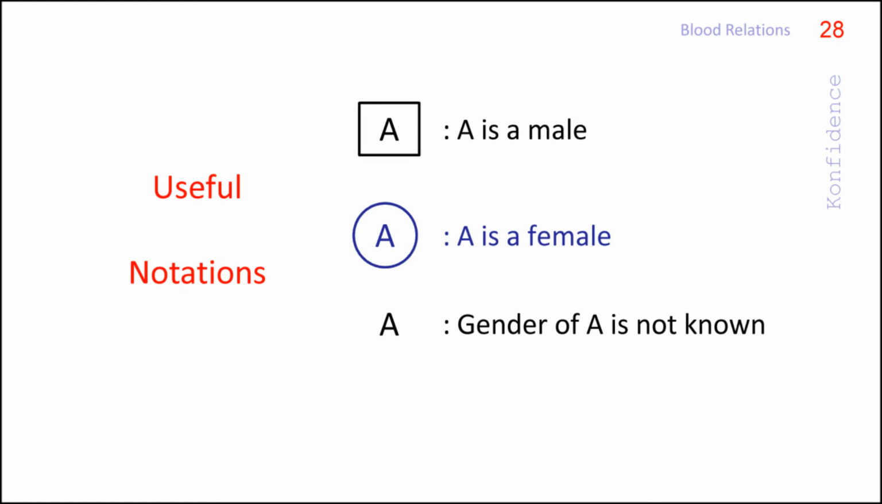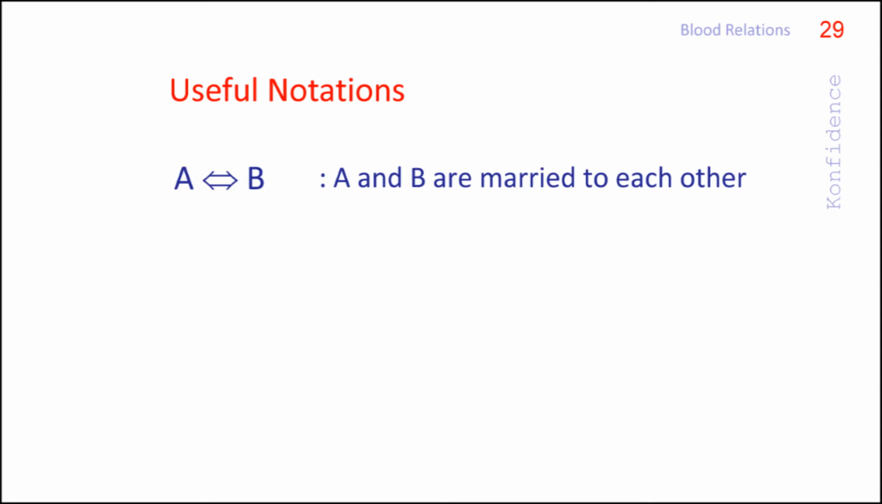If the gender of the person A is not known, we simply use the letter A, which shows that it could be either a male or a female. To indicate that A and B are married to each other, we use a double arrow with two lines in between as shown in the slide. If A and B are siblings, we indicate that using a line with two arrows on either side as shown. By siblings, we mean children of the same parent. It could be sisters, brothers, or a sister and a brother.